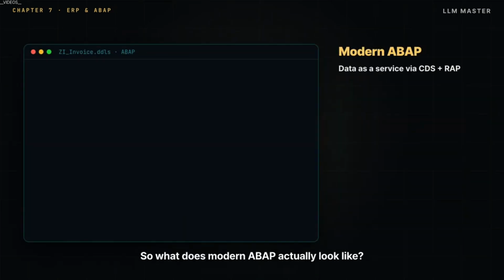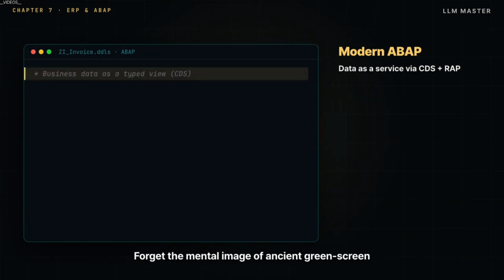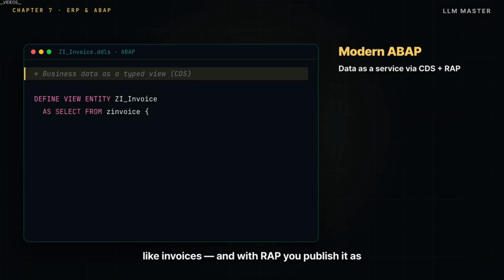So what does modern ABAP actually look like? Forget the mental image of ancient green screen code. Today's ABAP is built around Core Data Services and the RESTful Application Programming Model, RAP. You define a view entity, essentially a typed SQL-backed projection of business data, like invoices, and with RAP you publish it as an OData service almost for free. That published service is the surface an agent talks to.